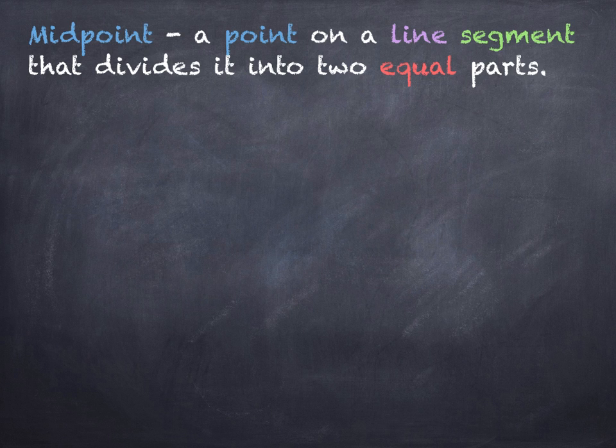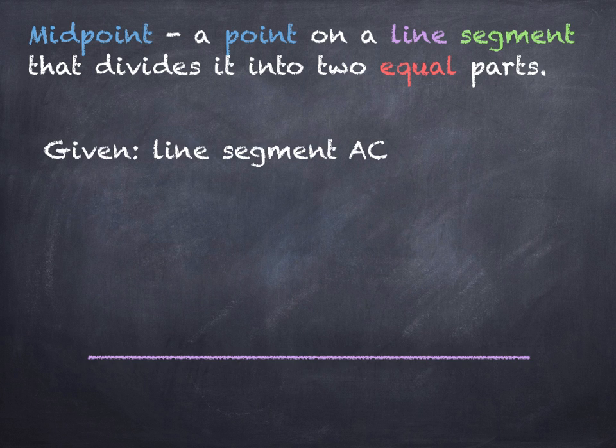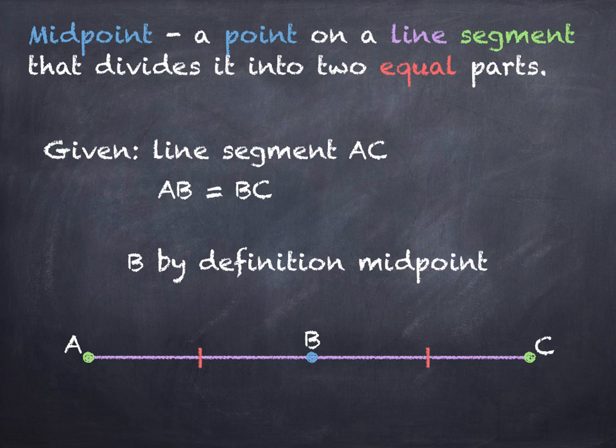The first definition that we will need to use is midpoint. A midpoint is a point on a line segment that divides it into two equal parts. So if we're given a line segment AC where AB equals BC, then by definition B is our midpoint.